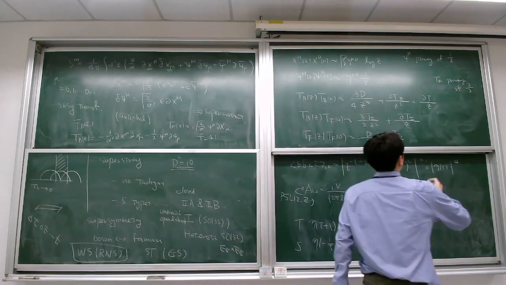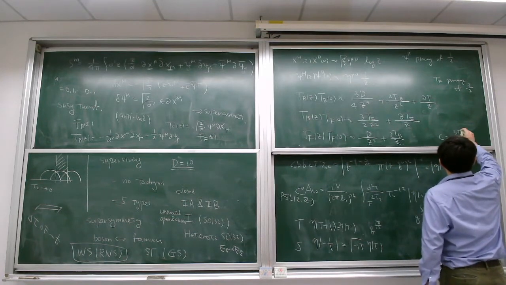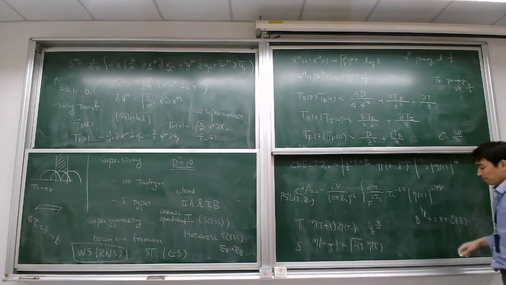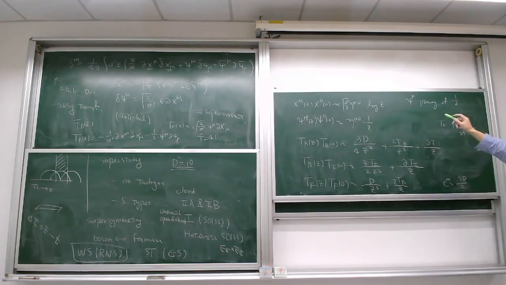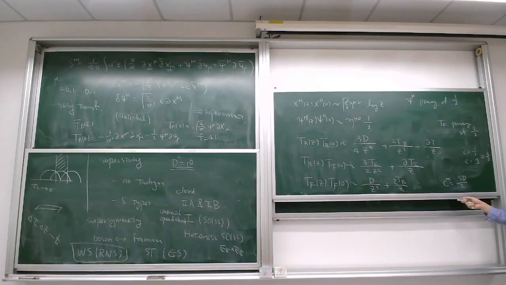So the central charge of this matter field is 3 over 2 d. It's different from before because of the fermionic contribution. As I mentioned, this psi field has central charge 1/2. The central charge of each fermion is 1/2, and the central charge of each boson is 1. So each dimension will give you 3 over 2. And if you add all the dimensions, you get 3 over 2 times d. That's how you get this number.